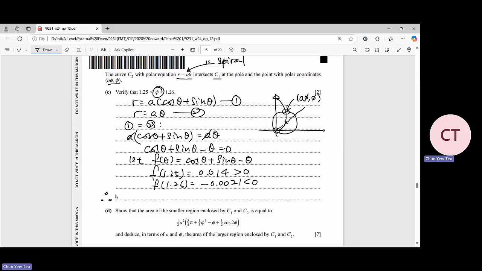Because there is a change of sign between 1.25 and 1.26, therefore phi is between 1.26 and 1.25. That will be the answer for the C.